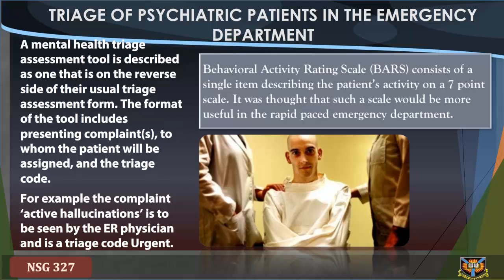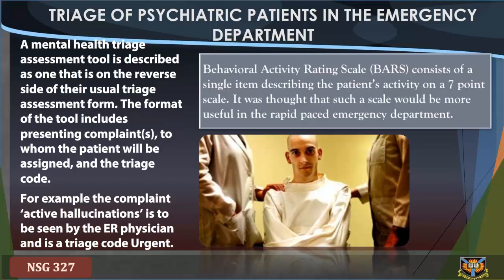Triage of psychiatric patients in the emergency department. A mental health triage assessment tool is described as one that is on the reverse side of the usual triage assessment form. The format of the tool includes presenting complaints, to whom the patient will be assigned, and the triage code. For example, the complaint, active hallucinations, is to be seen by the ER physician and is a triage code urgent. Mood disturbance without suicidal behavior is assigned to the crisis intervention worker and the triage code is semi-urgent. Such a system provides guidance for the triage nurse and improves the flow and function of the department.